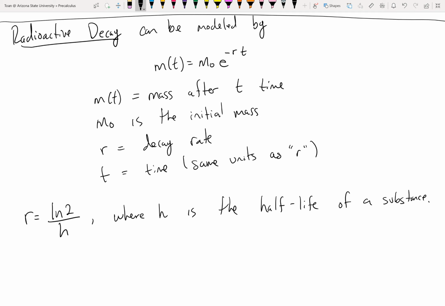In chemistry, half-life is, by definition, the time it takes for a substance to lose half of its amount. So h is actually a time value. Let's dive right into a few examples here.